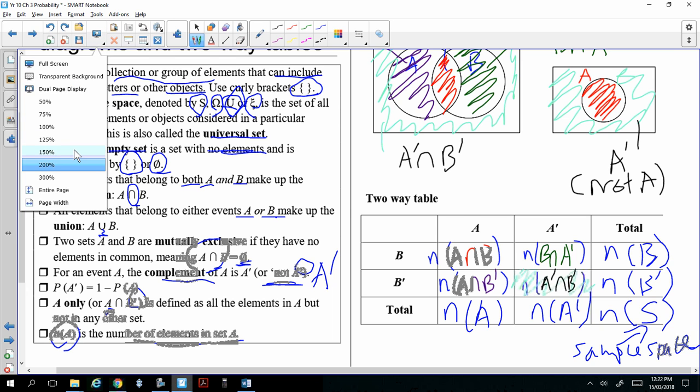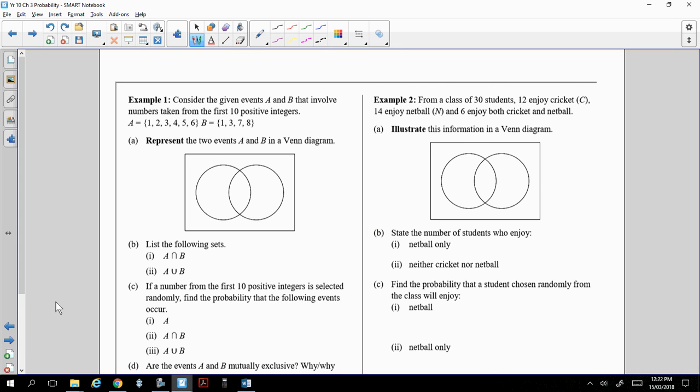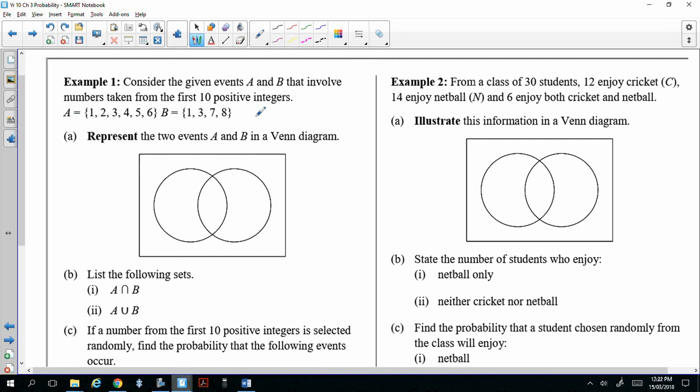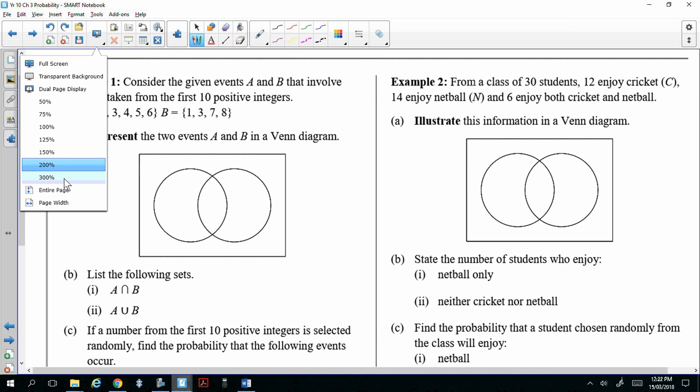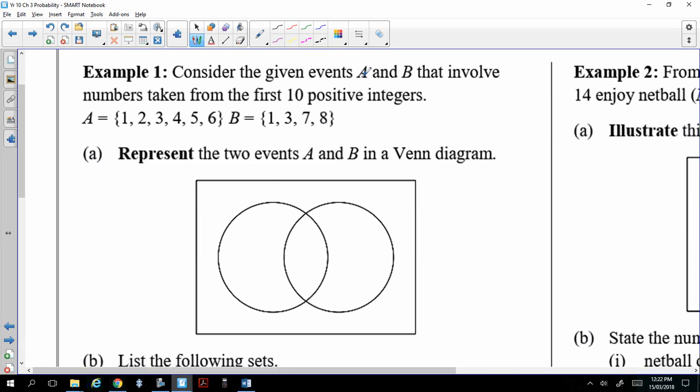We're now going to do 3 questions. Example 1, 2, 3. All right. So this topic, even though it can be a bit easier than algebra, there's a lot of things you need to learn. So make sure to pay careful attention. Let's look at the first example. Consider the given events A and B that involve the numbers taken from the first 10 positive integers. Represent the 2 events A and B in a Venn diagram.